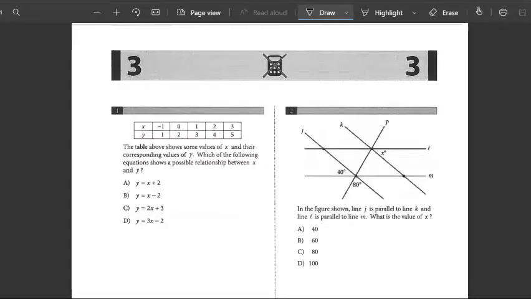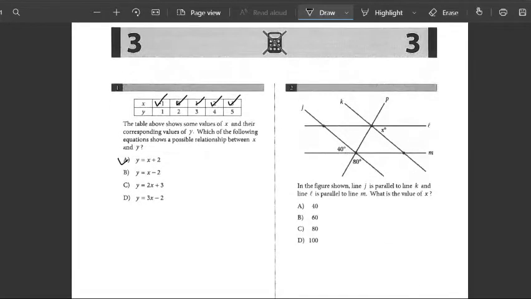The table above shows some values of x and their corresponding values of y. Which of the following equations shows a possible relationship between x and y? So let's plug in this table in these choices. If x is minus 1, plus 2, y is 1. So that matches the first option. If x is 0, y is 2, that matches. If x is 1, 1 plus 2, 3, 2 plus 2, 4, 3 plus 2, 5, yes. So 1 is A.